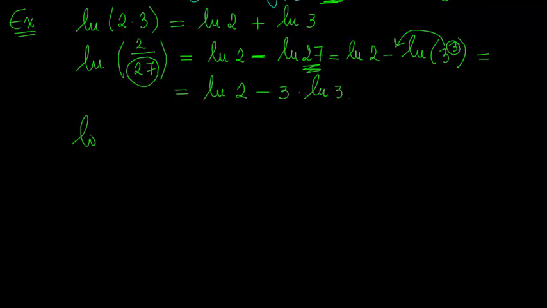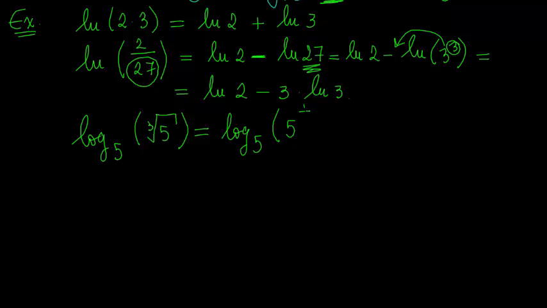How about log base 5 of the cubic root of 5? So in this case we're dealing with a root, and we've learned to write roots as fractional powers. So this is 5 raised to the power of 1/3 because I had the cubic root. Now once I've written it in this form, I know what to do with it because I can pull this power in front of the log. So I can simplify this into 1/3 multiplied with log base 5 of 5.